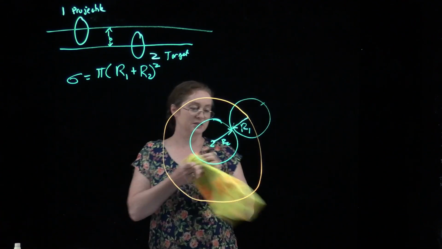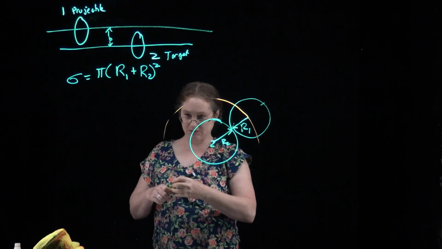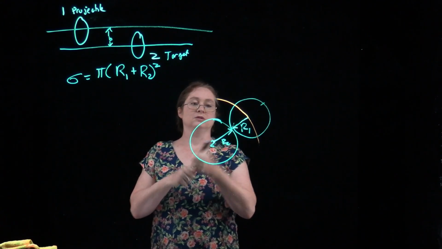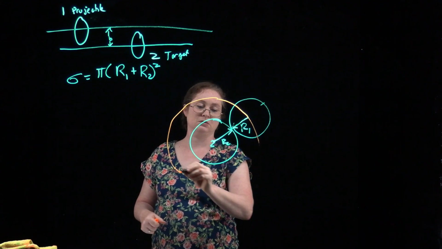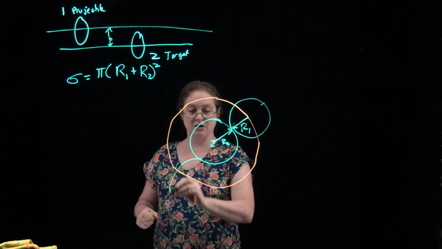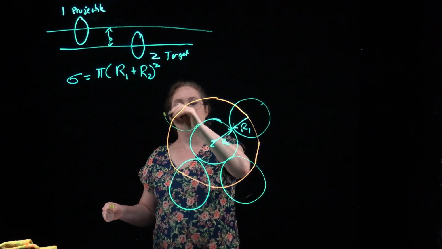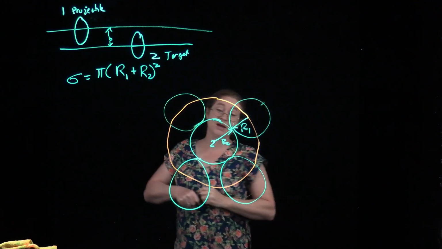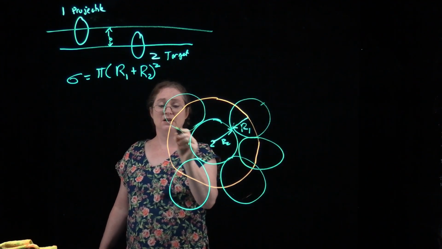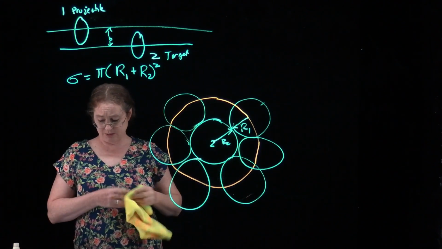Again, my artistic skills are lacking. That did not have a constant radius. So something like this, because anywhere in here I could put my projectile and I would still have an interaction. So when my projectile and my target both have some extent, then I have a slightly larger effective area for my target.